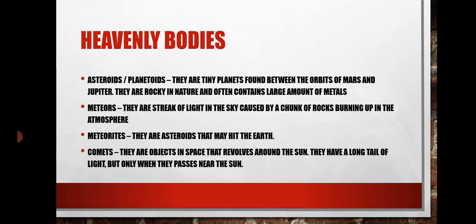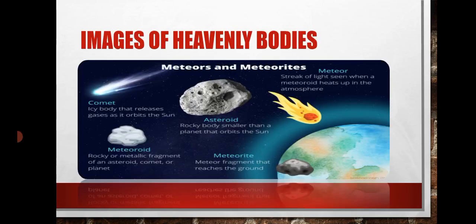Let's take a look at the images of these heavenly bodies we mentioned. So you could see the asteroid, the meteorites, and also the comets. Compare the comets to the meteor, the asteroid to the meteorites. At least it gives us a clear idea about it, isn't it? So all these heavenly bodies are also part of the solar system. Where you see the planets, you also see these heavenly bodies as well.